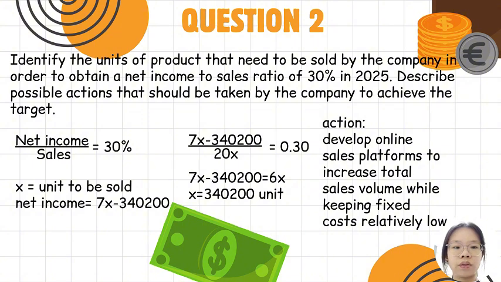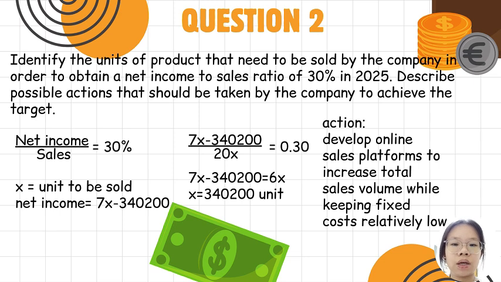For question 2, which identifies the units of the product that need to be sold to achieve a net income to sales ratio of 30%, we define x as the number of units to be sold. From question 1, we know that the contribution margin per unit is 7 and the total fixed cost is 340,200. Net income equals 7x minus 340,200. Total sales can be calculated as selling price per unit times units sold.